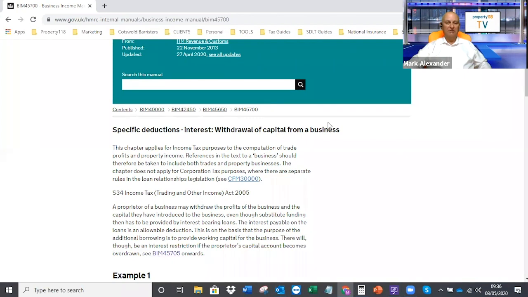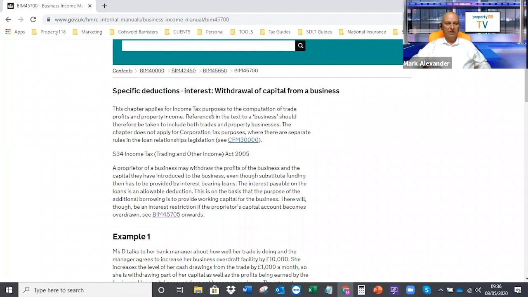So I'll read a little bit from this manual, not all of it, but just the key points. It says, this chapter applies for income tax purposes to the computation of trade profits and property income. References in the text to a business should therefore be taken to include both trades and property businesses. So this does actually apply to what we're looking at here. This chapter does not apply for corporation tax purposes, where there are separate rules in the loan relationship legislation. So something completely separate. This is just for individuals, members of LLPs and partnerships.